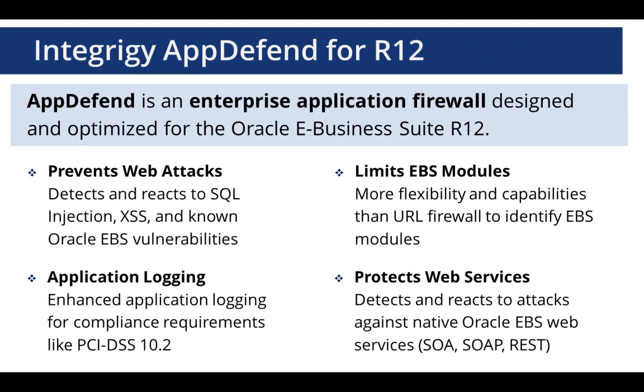We look at each release from Oracle and specifically write rules for our web application firewall. We're also able to limit the EBS modules. So if you've got an Oracle Student System running, we've actually got capability within AppDefend to block any unused EBS modules. Then we also provide a lot of capabilities around application logging and things like that. So it's very critical, when you're protecting the eBusiness Suite deployed externally, to have a very specific product that's meant for eBusiness Suite.